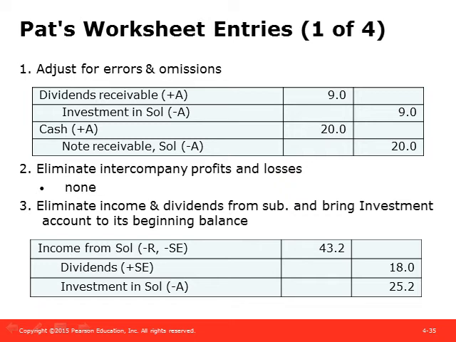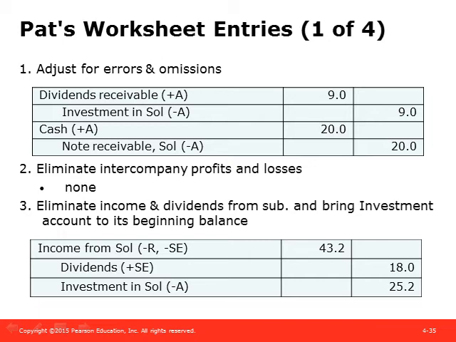So here now we adjust for errors and omissions. And in this case, we need to debit the dividends receivable, which is an increase of assets of 9K, and reduce the investment in Sol, which is a decrease in assets of 9K. We also need to adjust for the 20K cash in transit, and the offset to that was the notes receivable from Sol of 20K. So that's the first step. Then we eliminate intercompany profits and losses, and we're not told that there were any of those, so we assume there are none. And then the third step is we eliminate the income and dividends from the subsidiary and bring our investment account to its beginning balance.